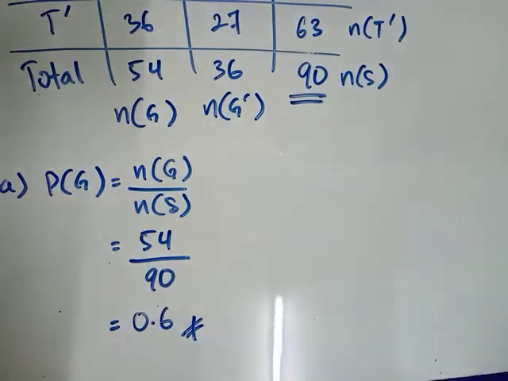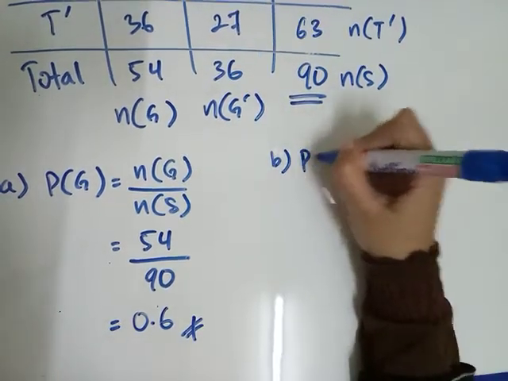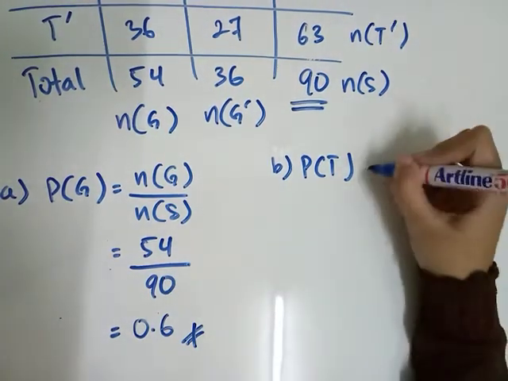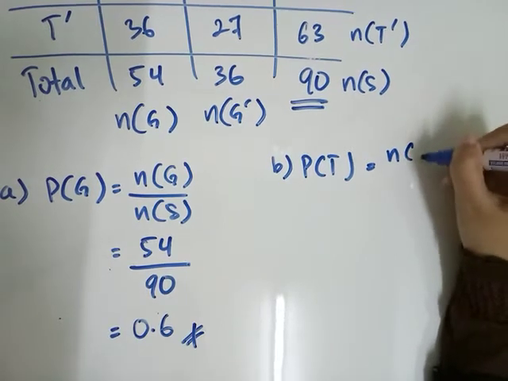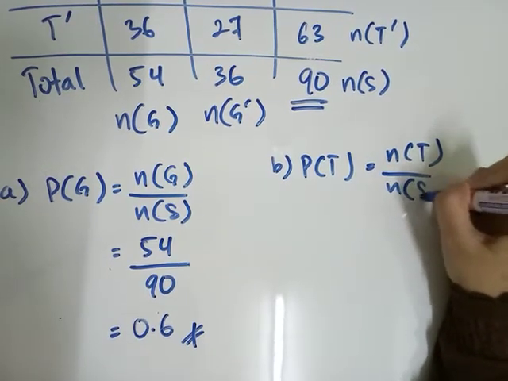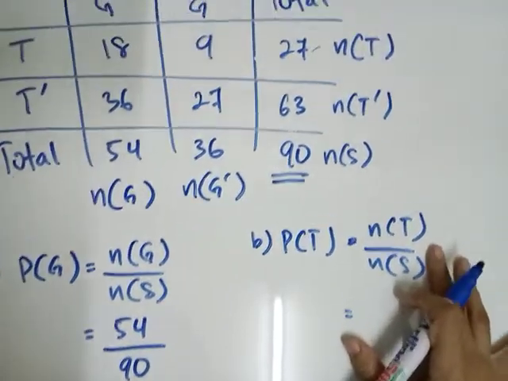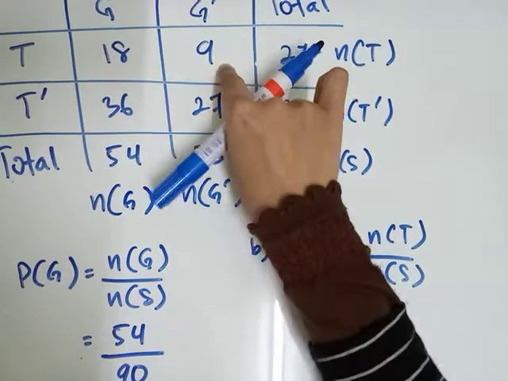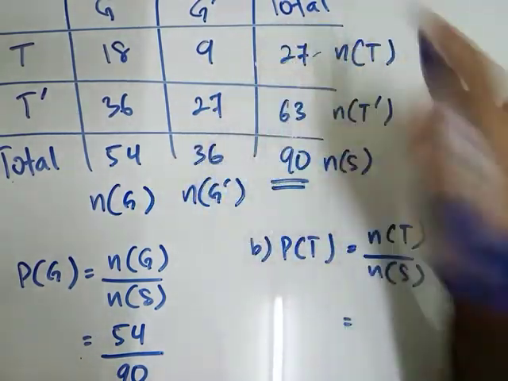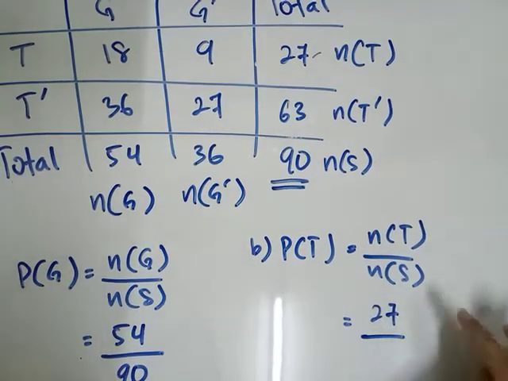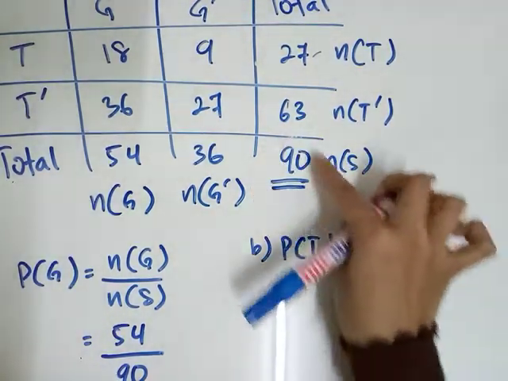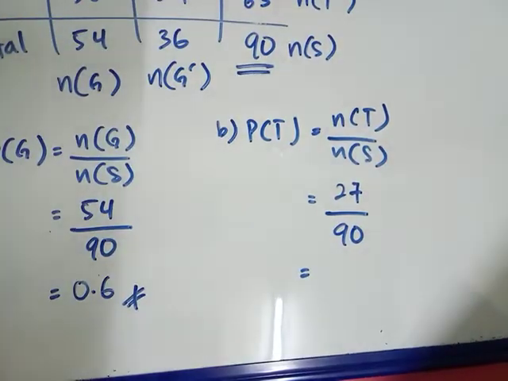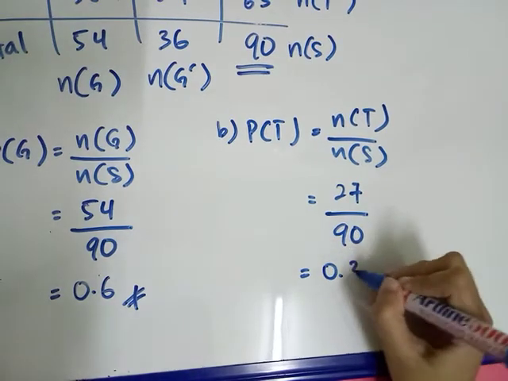For B, probability of T. T apa? T adalah at least 3 years experience. The number of elements in set T over the number of elements in sample space. We know that NT is 27. Ambil yang total up, bukannya 18, bukan 9. Kita ambil total up dia, 27 over NS. NS adalah keseluruhan dia, 90. So 27 divided by 90, you get 0.3. This is the answer.